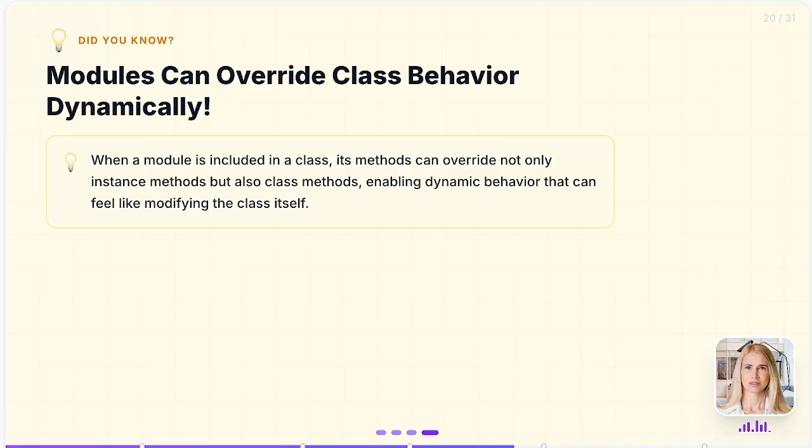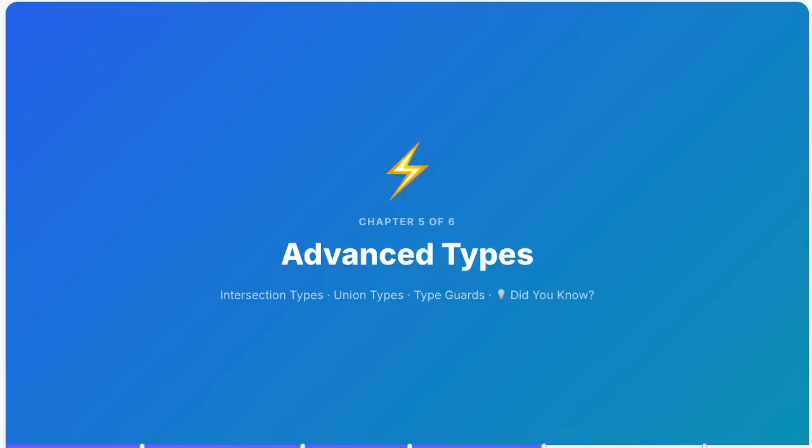Chapter 5, Advanced Types. In this chapter, we'll explore intersection types, union types, type guards.